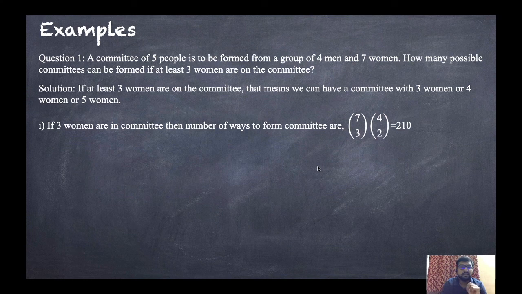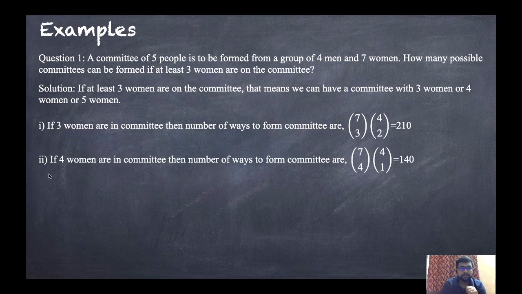In the same manner, four women. If four women are there in the committee, then the number of ways to form the committee: total women are 7, we want to choose 4. So 7C4 into, the committee is of 5 people and we have already chosen 4, so only one is left. So out of 4 men, we want to choose only one man. So 4C1. So that is 140.